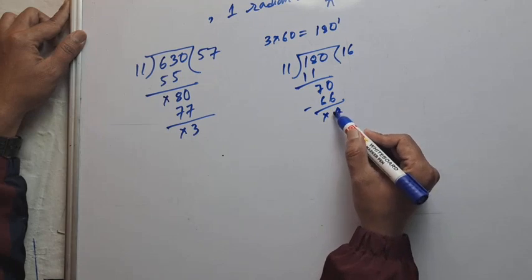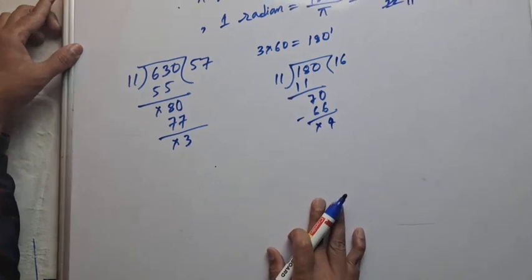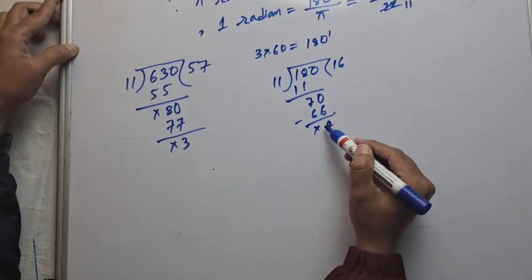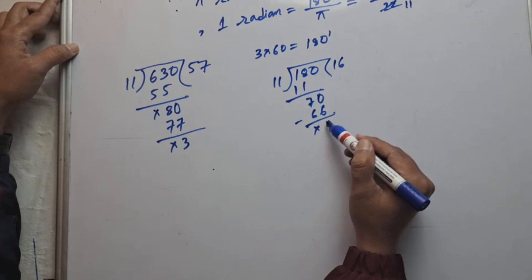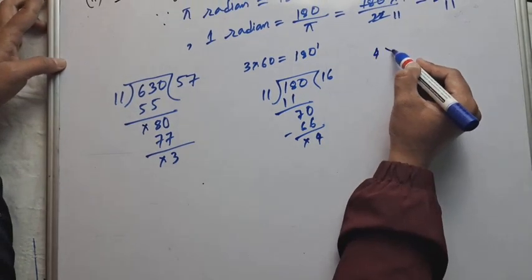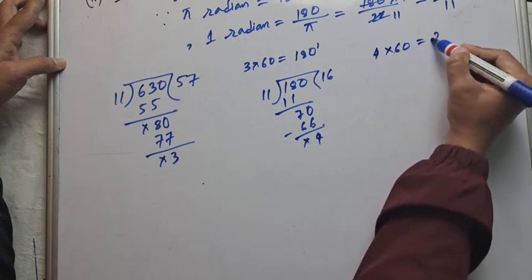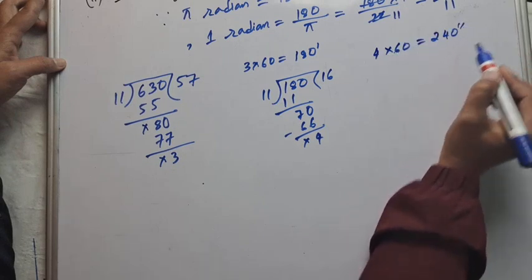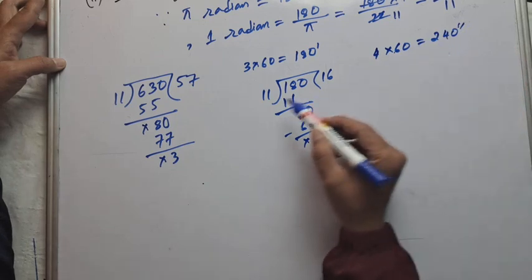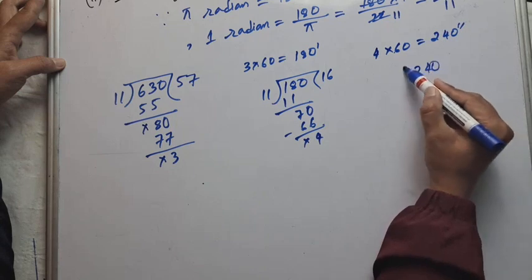Again, this 4 is also minutes, but we cannot divide this 4 by 11 because 4 is smaller than 11. So let us first convert this 4 minutes into seconds. Okay, so 4 minutes into 60 becomes 4 6s are 24, 240 seconds. Now 240 is greater than 11 because we are dividing by 11, isn't it? So 240 divided by 11.